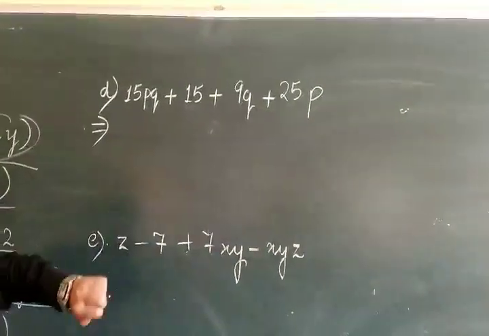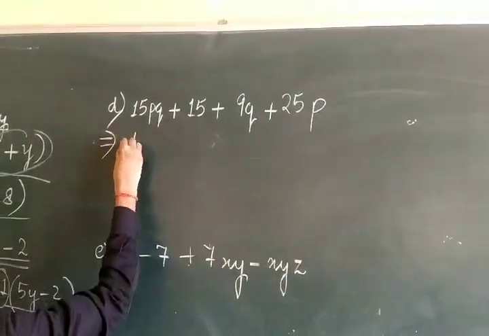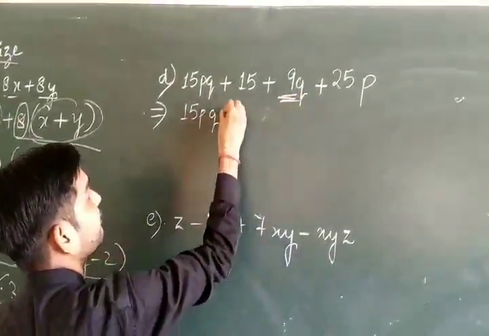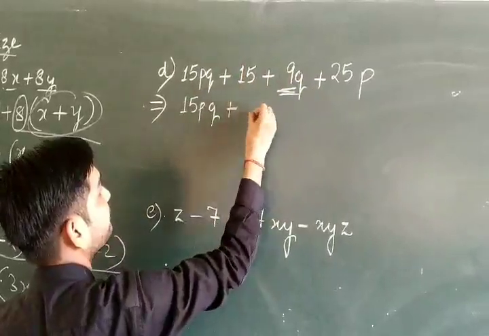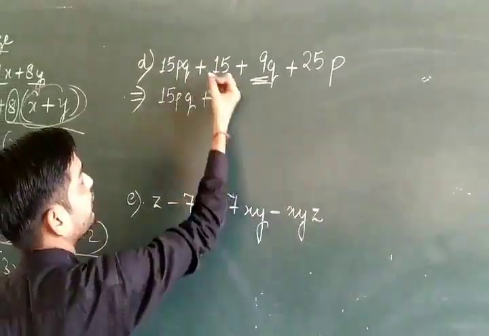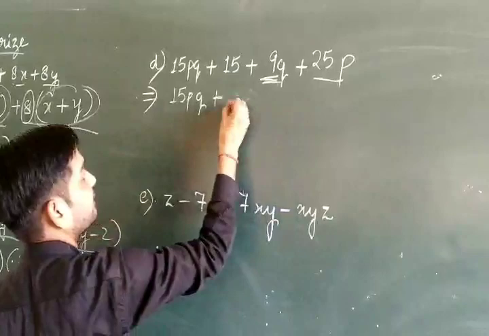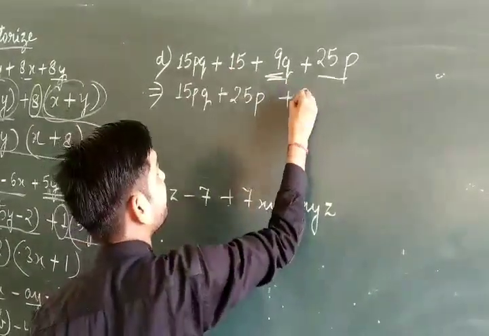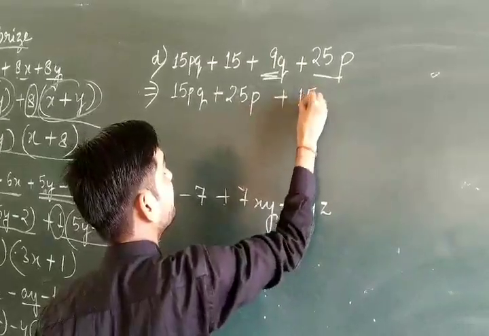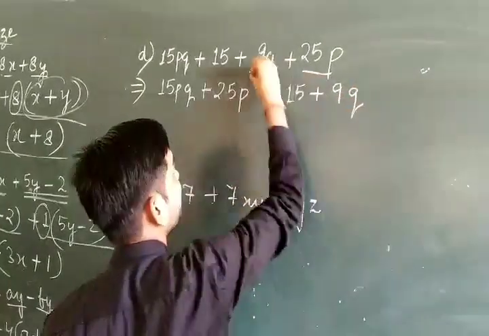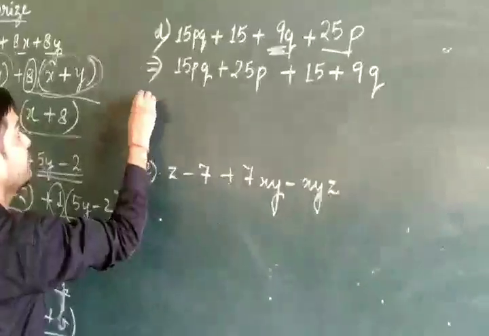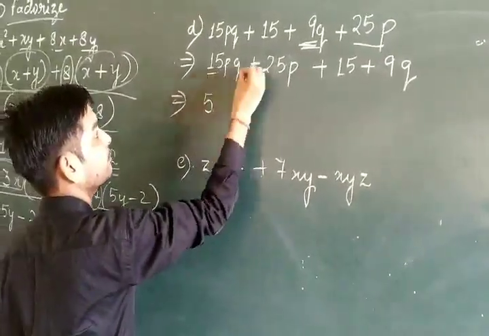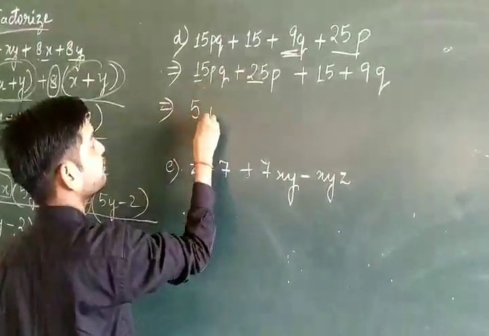Students, firstly we will arrange this value like 15p cube. We will move this term to the second term, that is 9. Sorry, it will be transferred, that is 25p. Now 15 will be transferred in the third term, that is 15 plus 9. q will be transferred in the fourth term. Let's pick the common ones. That means 5 will be the common from both two terms and p also will be common.